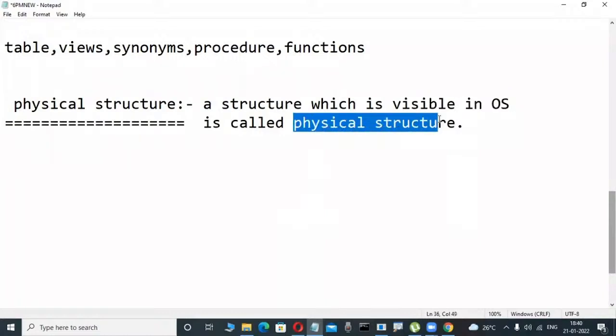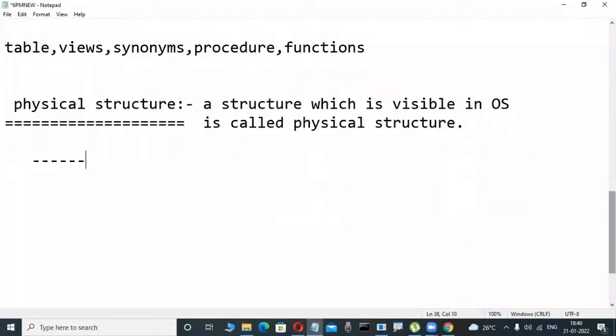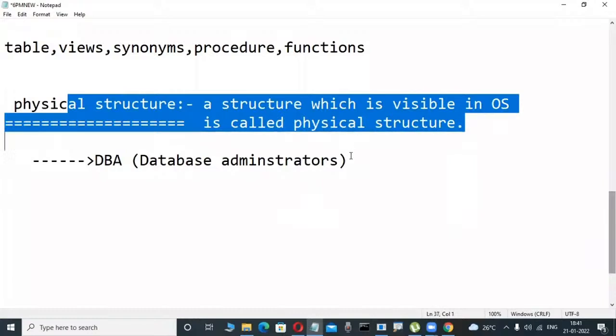But the physical structure is not what you or I work on; a different type of person works on it. Who? The DBA, the database administrator. In a project there are other types of persons in a database, but only the database administrators work on the physical structure.